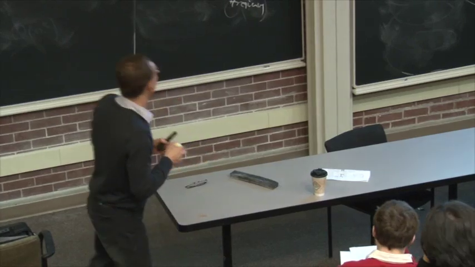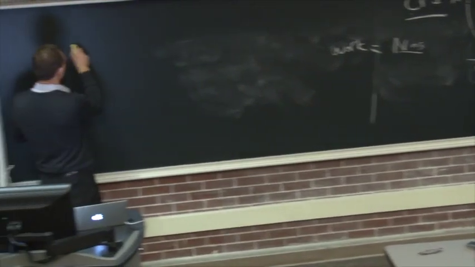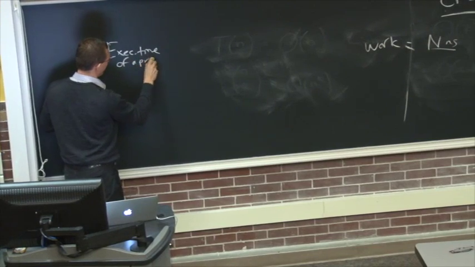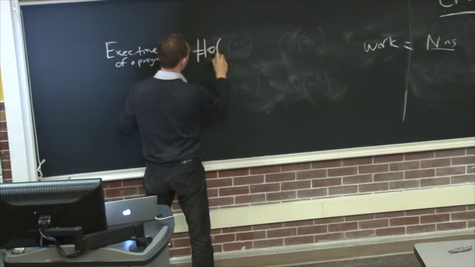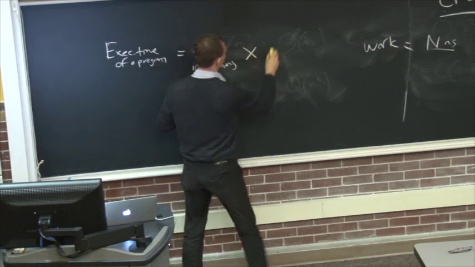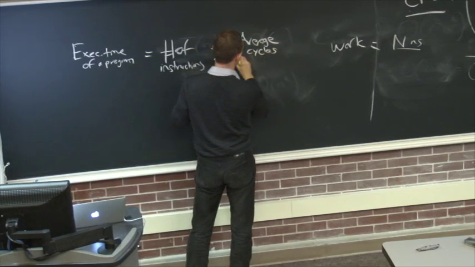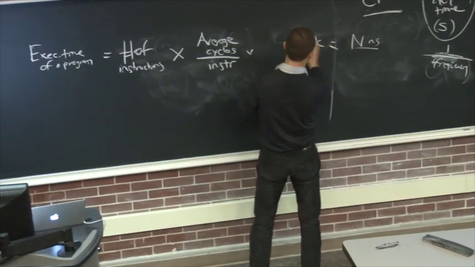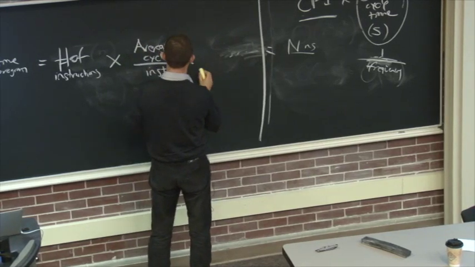So there's another thing. Average CPI, average cycles per instruction. Let me write the performance equation again. Basically, execution time of a program can be expressed as number of instructions you have in the program times average cycles per instruction times clock cycle time, right?